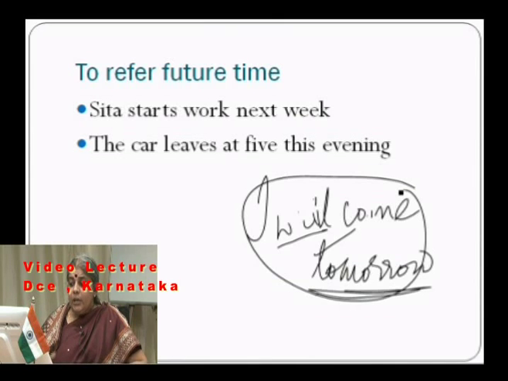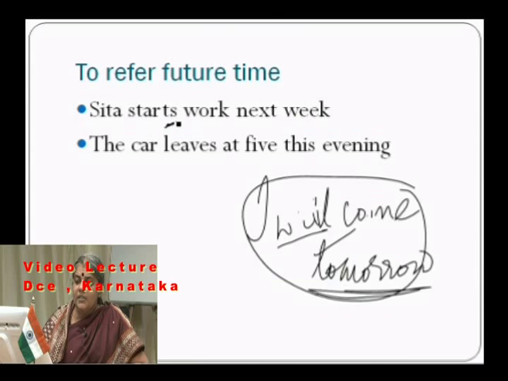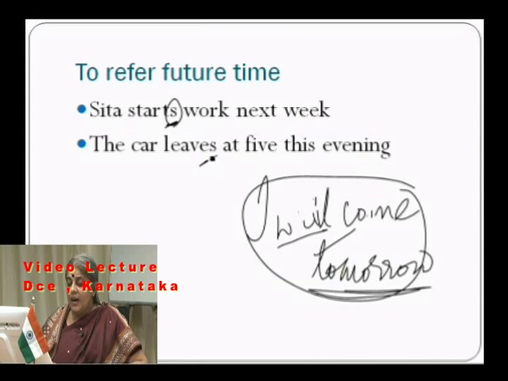Similarly in English, in order to talk about future time, there are many such expressions, or we use an adverbial of time. Time ಅನ್ನು ಸೂಚಿಸುವ adverbial ಅನ್ನು ನಾವು ಉಪಯೋಗಿಸುತ್ತೇವೆ. Let me give you the examples. Sita starts work next week. The verb is what? Start, followed by what? Yes, S form. Work next week. The car leaves at 5 this evening. Leaves is what? An S form. At 5 this evening.